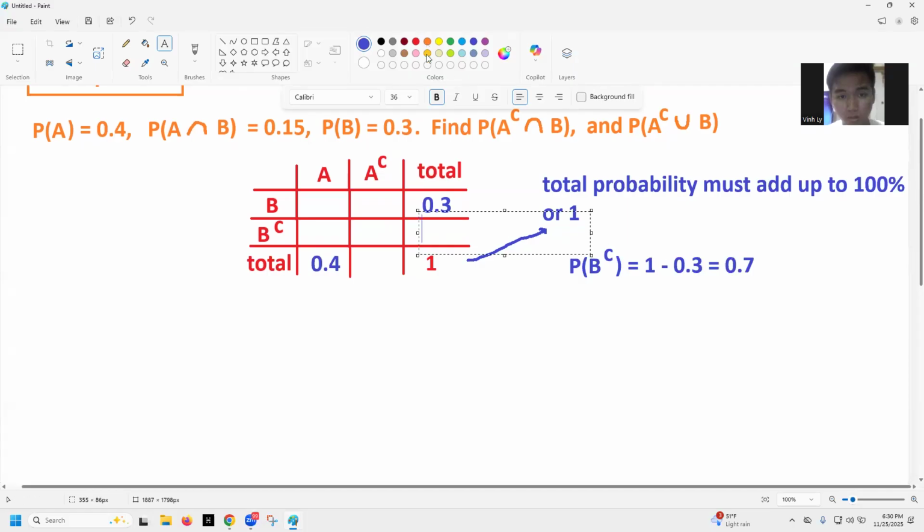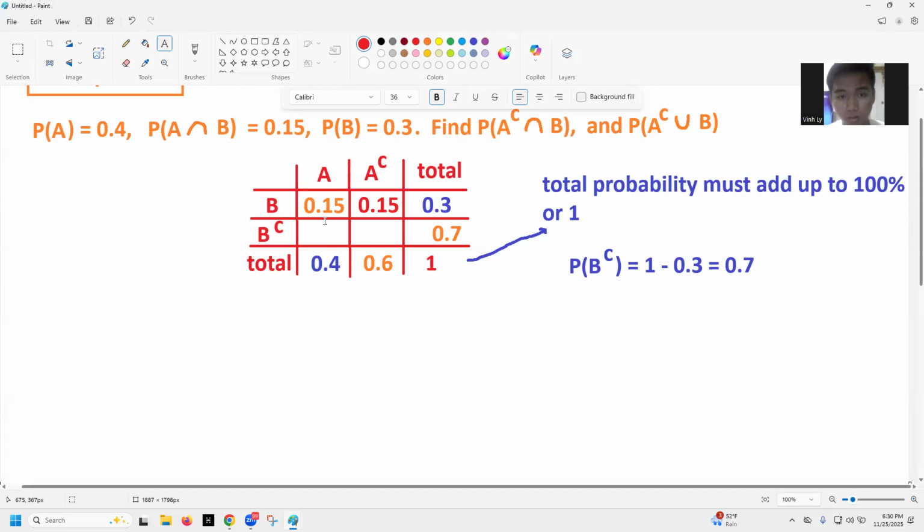And we can also find the probability of A^C by subtracting 1 minus 0.4, you get 0.6. So now we can figure out the probability of A and B, which is 0.15. And then we can solve for the others. We can take 0.3 minus 0.15, you get this one equal to 0.15 as well. Is that good? And then we can also subtract 0.4 minus 0.15.